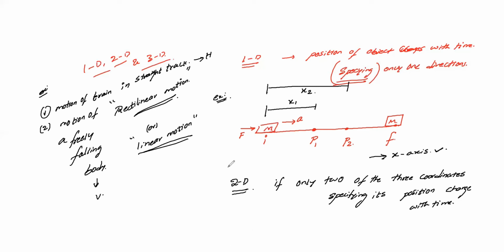Clear? So earlier we were discussing about one direction alone, only the x-axis. Here we are discussing about two dimensions. When we discuss two dimensions, that means we are going to discuss its position changing from one point to another point. Let's see a small example.